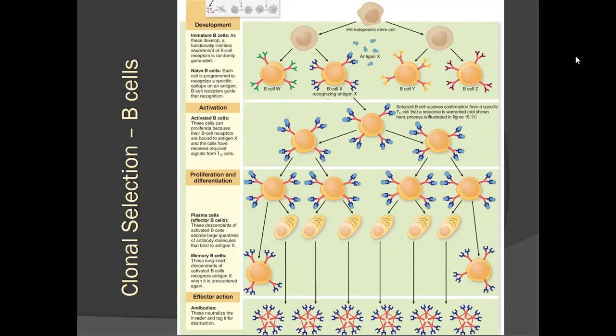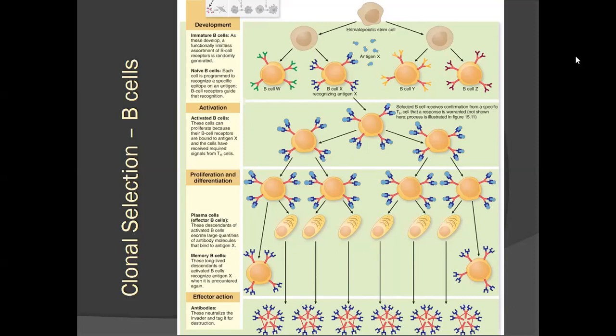And I like this diagram because it shows you B cell W, X, Y, and Z, not overly creative in their name, but it does indicate that each one of those letters is saying, hey, this B cell receptor is for a specific antigen. In this case, antigen X is only going to be able to stimulate the B cell with the B cell receptor X. These other B cells, W, Y, and Z, aren't responding to antigen X. It does not mean that they will never do anything. It just means they need that specific antigen present.